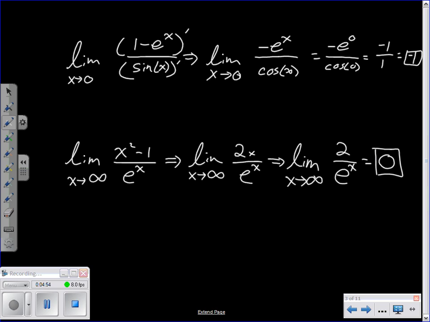L'Hopital's rule is really nice whenever you encounter indeterminate forms. You can simply take the derivative of the numerator, take the derivative of the denominator, and you're going to end up with a very nice way of finding limits without having to factor or conjugate or use other properties.